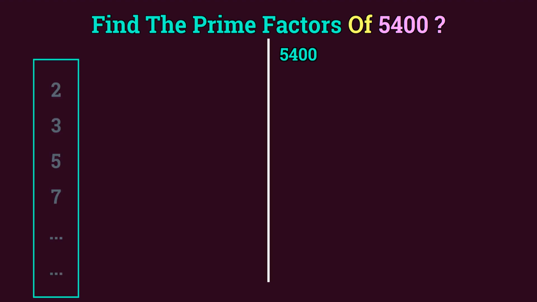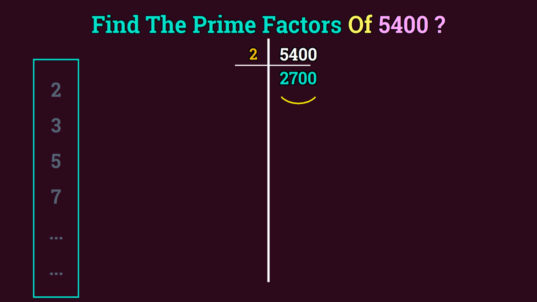Dividing 5400 by 2, which equals 2700. So 5400 divided by 2 equals 2700.